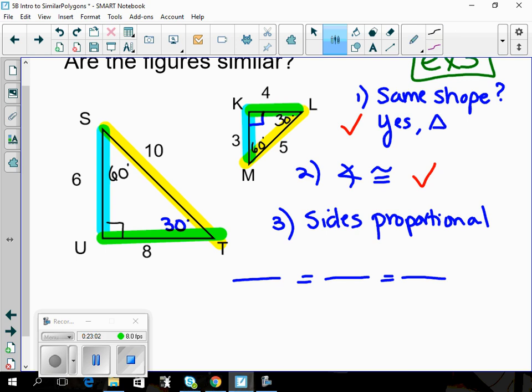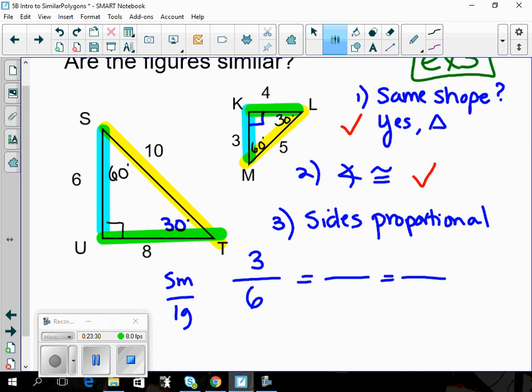So let's start with the blue ones. When I start with the blue ones, I have 3 over 6. Did anyone do 6 over 3? Is that okay? Doesn't matter, right? If you're looking at scale factor, if I said from small to large, then you would have to do 6 over 3. Wouldn't you agree? From the little triangle to the big triangle?